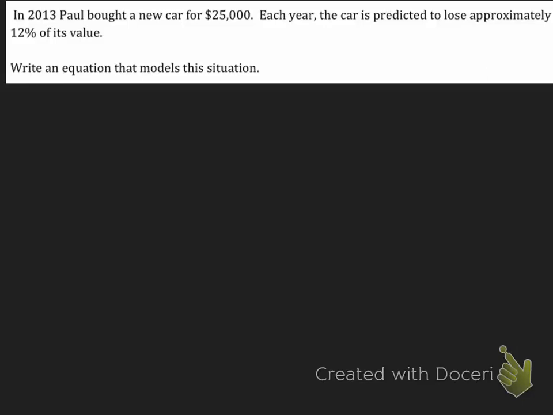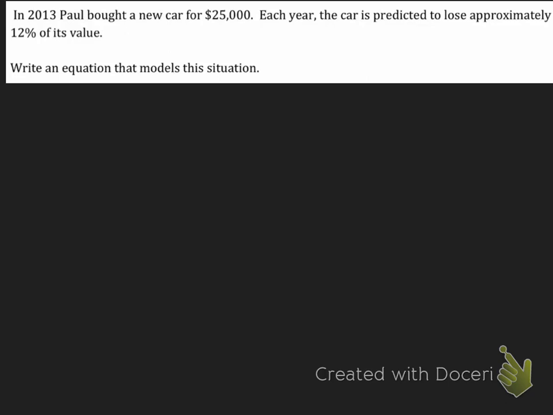Today we're going to talk about how to write an exponential equation given a situation. So our situation is, in 2013, Paul bought a new car for $25,000. Each year the car is predicted to lose approximately 12% of its value, and we want to write an equation that models the situation. So one thing we want to remember is that if something is losing value, it is depreciating, meaning that our multiplier value will be less than 1.